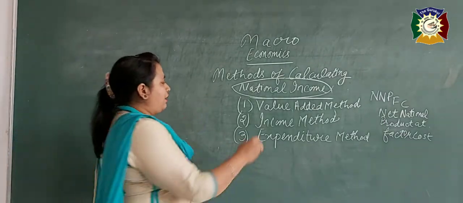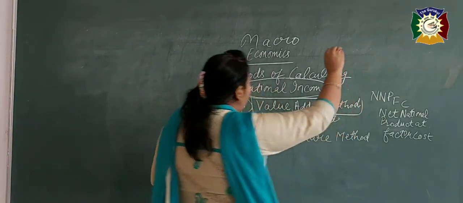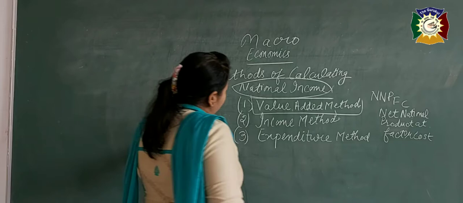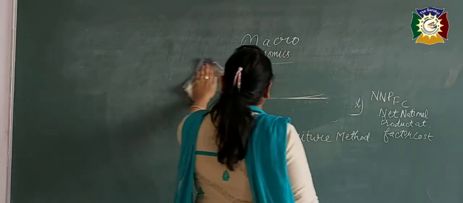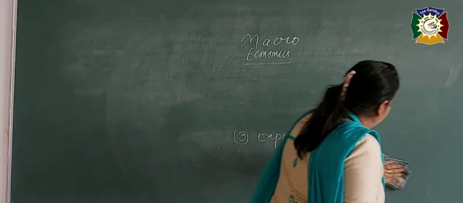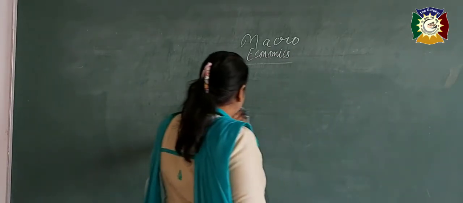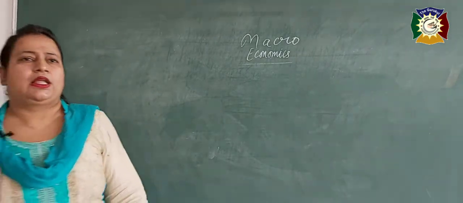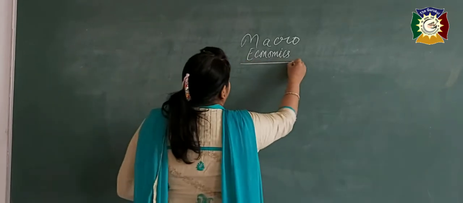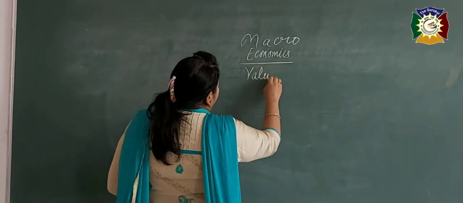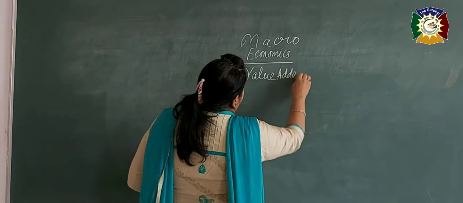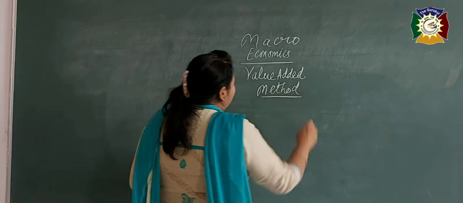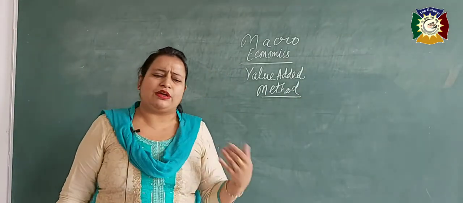Today I am going to start your first method, that is the value added method. Value added means, as the name suggests, value addition will be there. You will convert the raw material into finished goods. It means value added is there. Okay, so firstly I am going to start the value added method. Value added means addition of value. That is, you have taken raw material and converted it into finished goods.